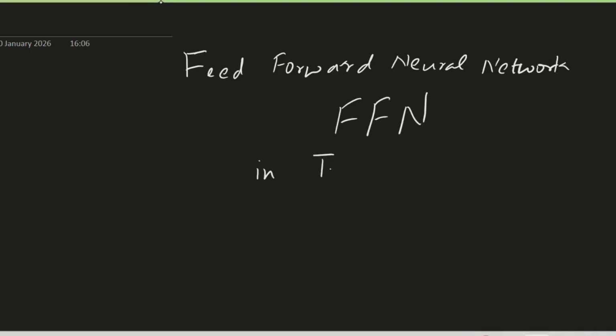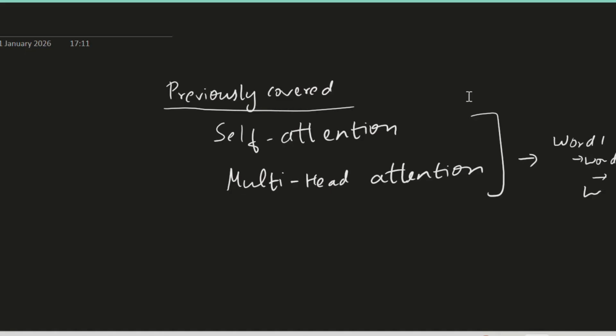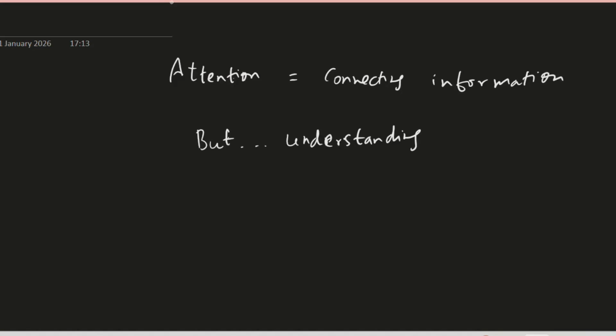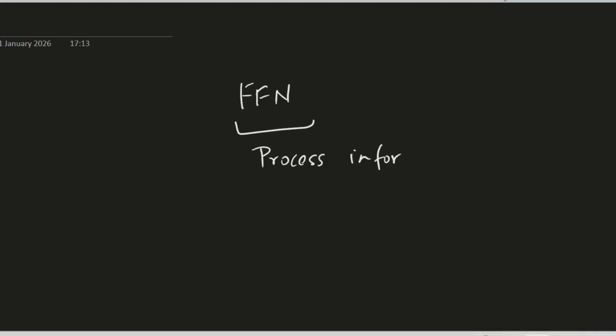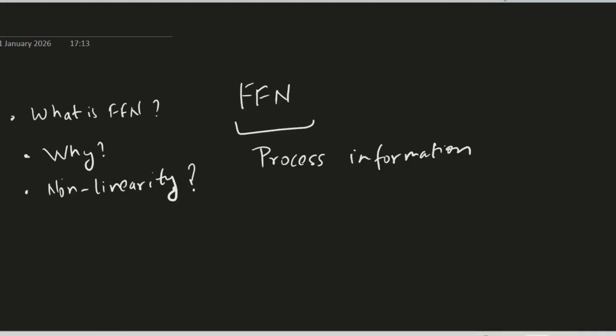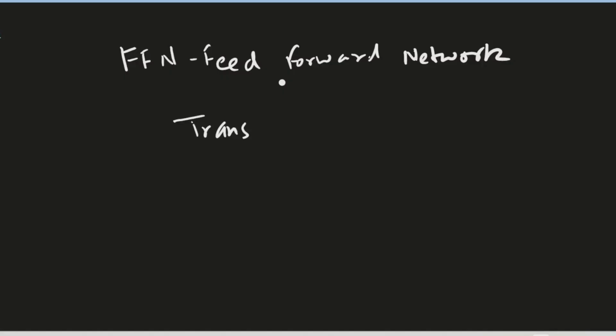In our previous videos, we learned about self-attention and multi-head attention. Attention helps the model understand which words are related to each other. But after collecting information, the model still needs to process it and make sense of it. That processing is done by the feed-forward neural network, or FFN. In this video, we'll understand what FFN is, why it is needed, and how non-linearity makes transformers powerful.